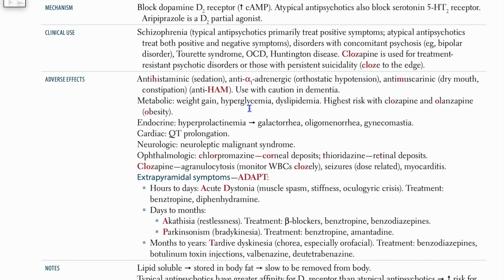Endocrine: hyperprolactinemia will lead to galactorrhea, oligomenorrhea, gynecomastia. Cardiac: it will cause QT prolongation. Neurologic: it will cause neuroleptic malignant syndrome. That's the one with malignant fever and the other stuff, the increase in CK, right? Ophthalmologic: chlorpromazine, corneal deposits; thioridazine, retinal deposits. That's an important one. They might give you that, and that should clue you in that it's chlorpromazine. For clozapine, it's agranulocytosis. That's an important one. You need to know about that one. So monitor WBCs closely. Seizures are dose related, and myocarditis.